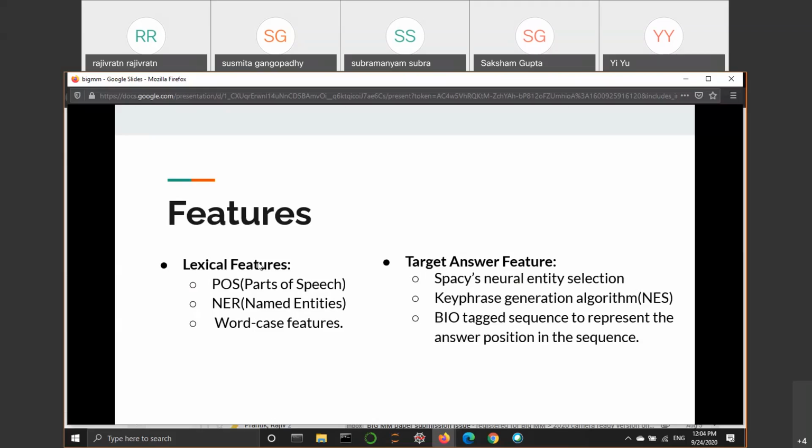Along with the text and the lexical features, we also feed the answer to the model. So how do we select the answer? For selecting the answer, we use spaCy's named entity selection algorithm mostly. And then we used a BIO tagging sequence. By BIO tagging sequence, I mean that when there's an answer, the start of the answer is denoted as B, and I is the continuation of the answer. And then the other part of the sentence, which is not contributing anything towards the answer, is tagged as O. So we are feeding mainly the data set, the lexical features, and the target answer.